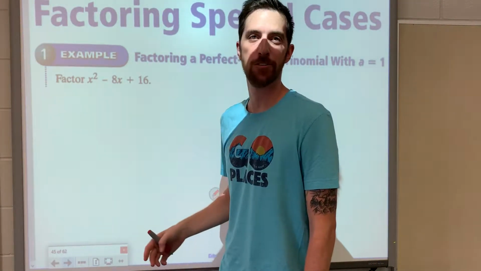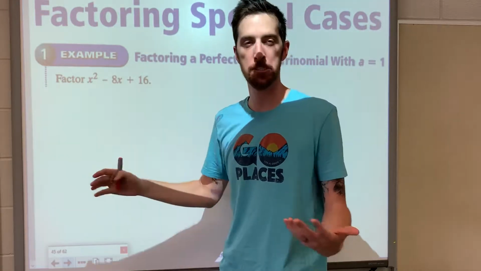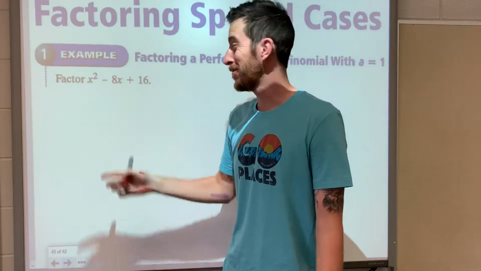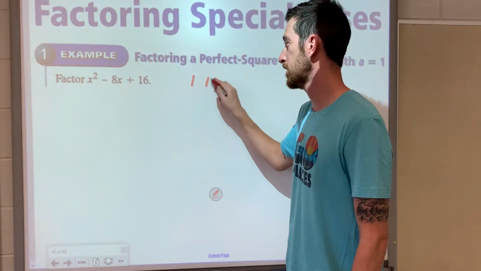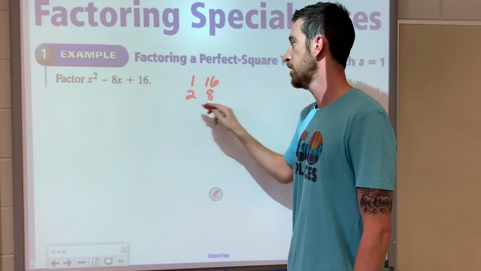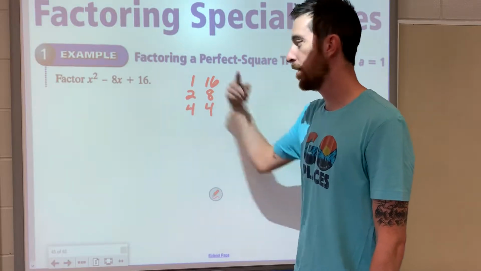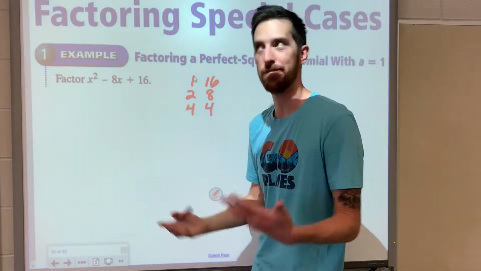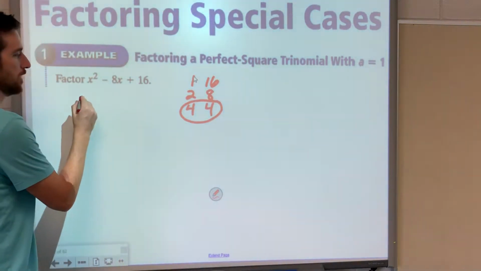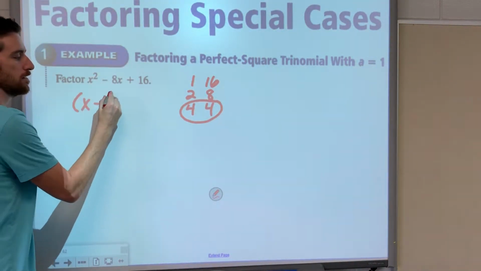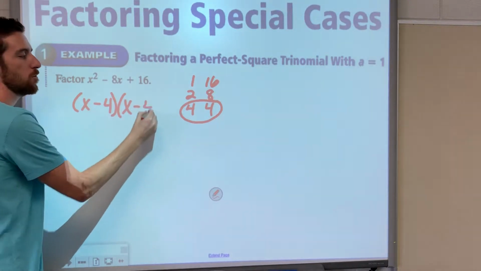I can multiply the first term times the last term. 1 times 16 is 16, sure. Or you can be like, well, if that's just a 1, I could just look at the factors of 16: 1 and 16, 2 and 8, or 4 and 4. And which ones add up to negative 8? Well, I know they have to both be minus. So 4 and 4 gets me 8. So I could say x minus 4 times x minus 4.